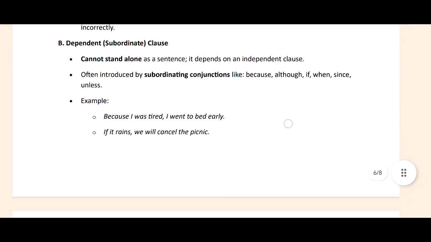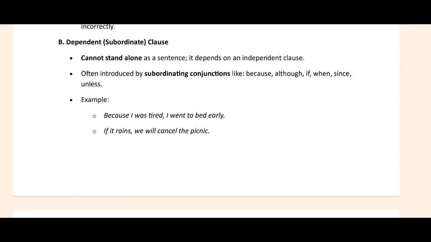Next, what is meant by dependent clause? A dependent clause cannot stand alone as a complete sentence. It has to depend on an independent clause. It is often introduced by subordinating conjunctions like because, although, if, when, since, unless, etc. Example: Because I was tired, I went to bed.